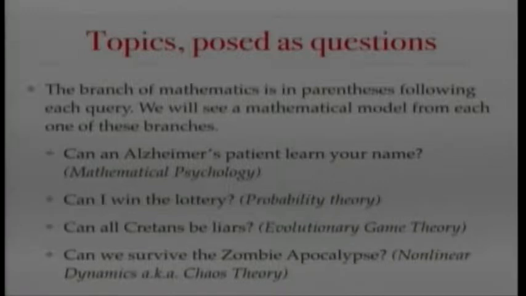Can an Alzheimer's patient learn your name? That comes from the field of mathematical psychology. The next one is, can I win the lottery? Of course, that's probability theory. Can all cretins be liars? And we'll talk about who cretins are, maybe you all know. And the last one, can you survive the zombie apocalypse? So we'll answer these four questions, and we're going to answer them mathematically. And that's the way we know we're right.